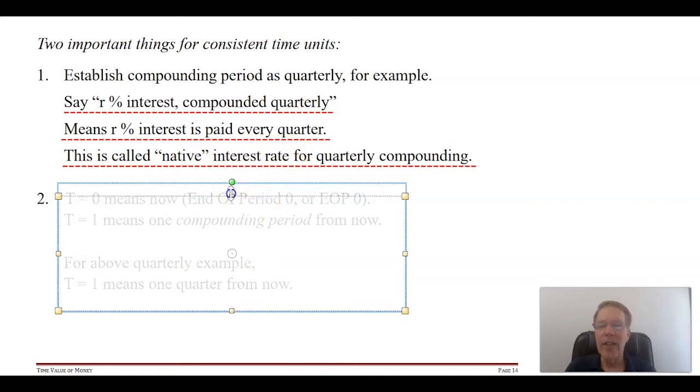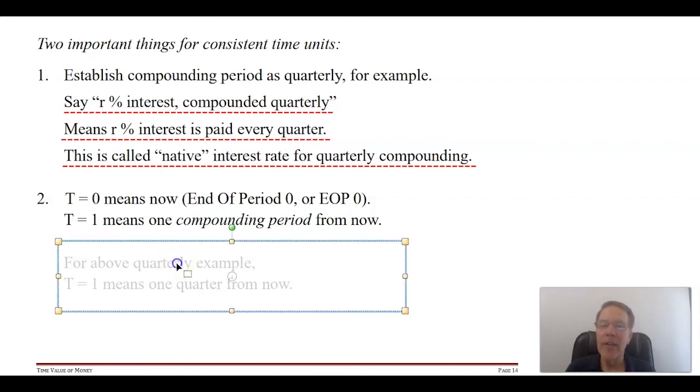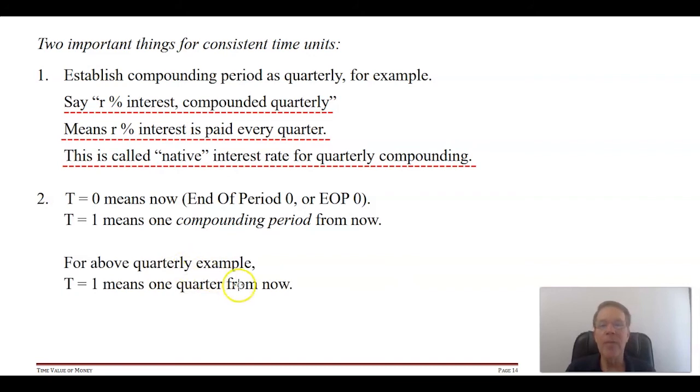And next thing is that in terms of time, t equals 0 is always going to mean now. And instead of end of year 0, which is what we've been calling it before, it's going to mean end of period 0. Okay. And t equals 1 is going to mean one compounding period from now. So not necessarily a year from now. If, for example, we're working with a problem in quarterly units, t equals 1 is going to mean 1 quarter from now. Okay.